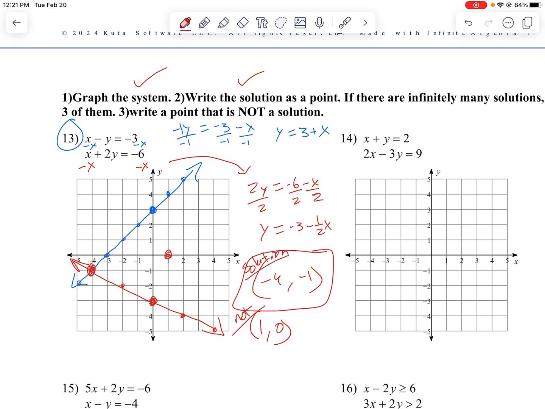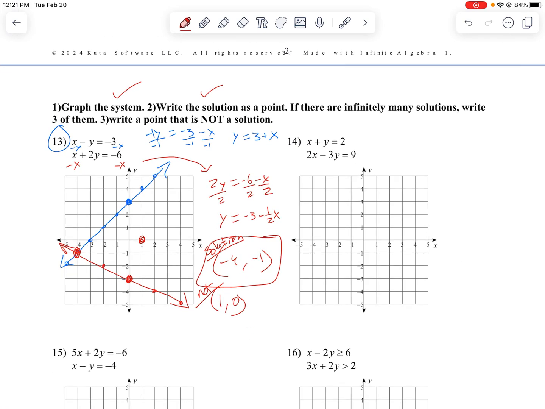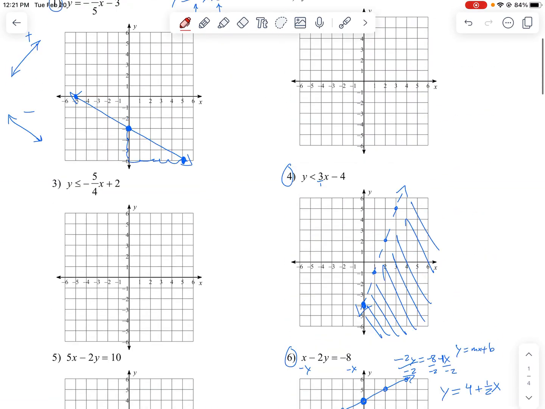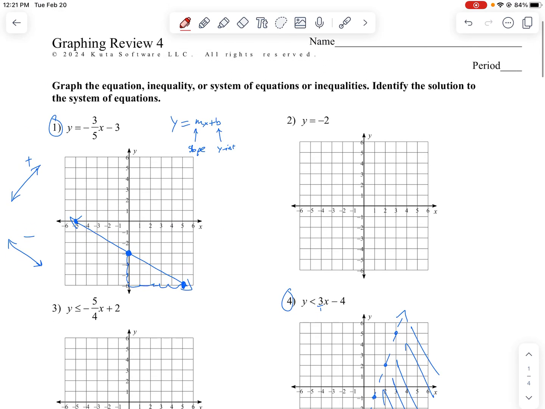And so there we go. That's what's going on in the last section. You do have to do 3 things, which is graph, find a solution, and find something that's not a solution. So there you go. That was a nice little review of graphing for you. Good luck.